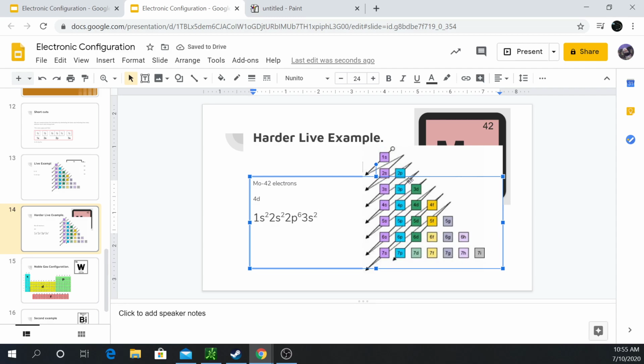After 3s, we have 3p. And that can hold 6. This will be followed by 4s2. Okay. And then we go ahead and count again.